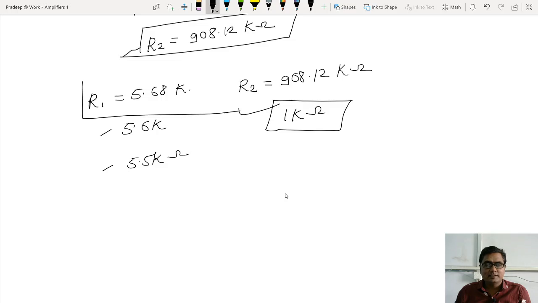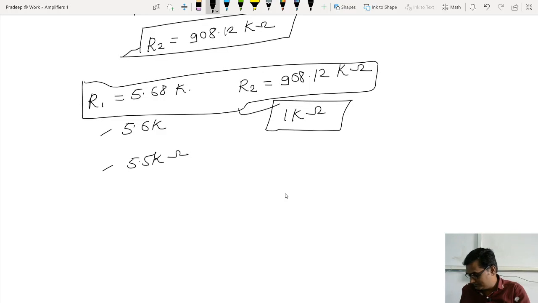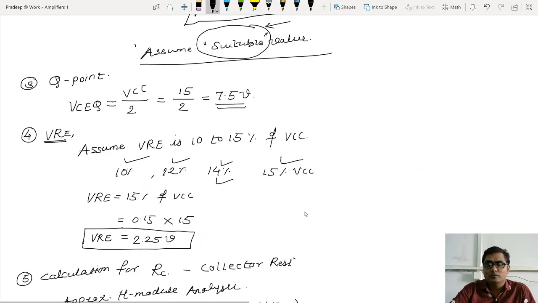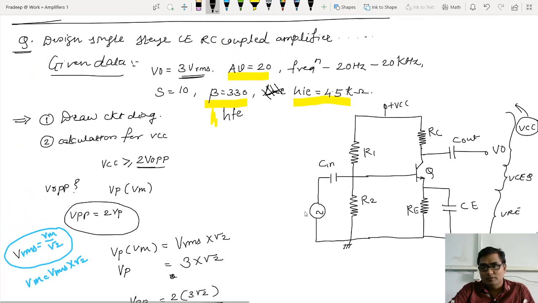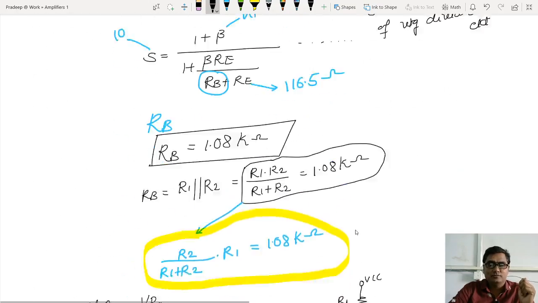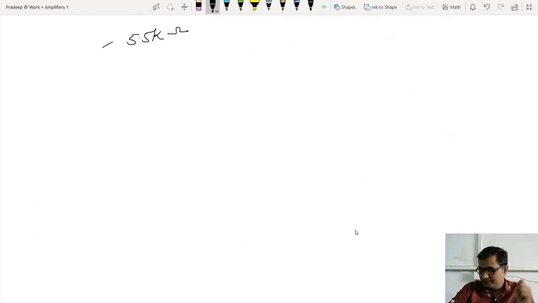Let's look at this. R1 and R2 we have selected. Now this is done. See what else is there in the diagram? All the values of resistors we have calculated. It's not about only resistors. We have calculated RC, RE, R1 and R2. Now, the important thing is we have to calculate capacitors also. Let's start with the calculation of capacitors. Now, which capacitor do we need to calculate first?